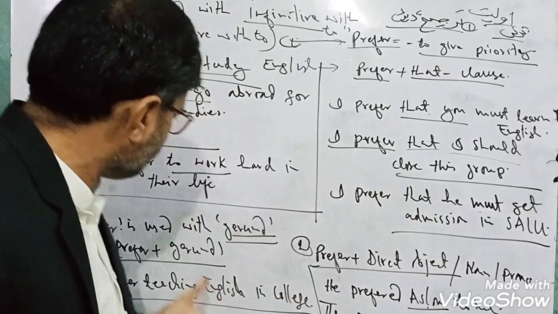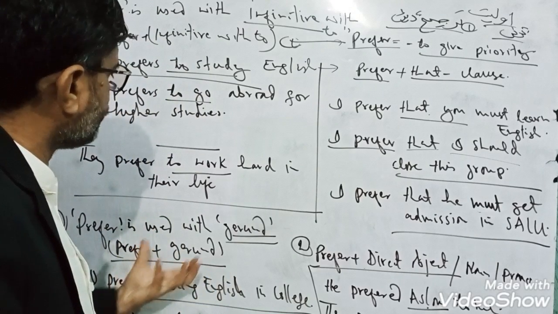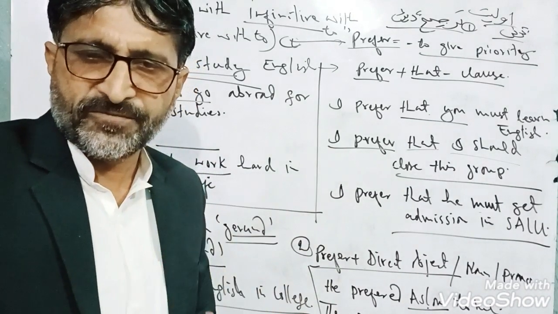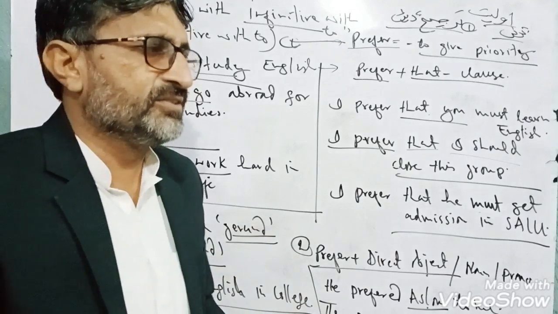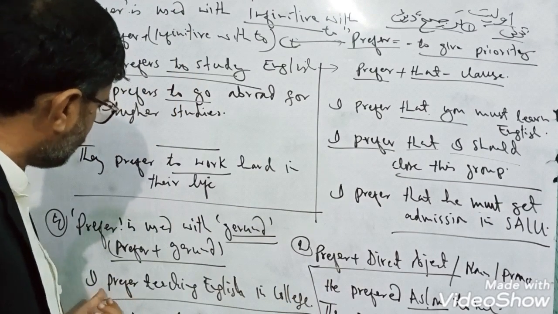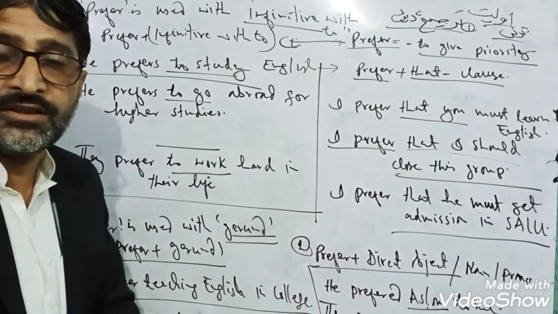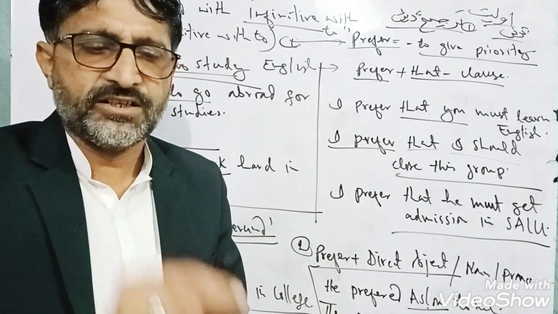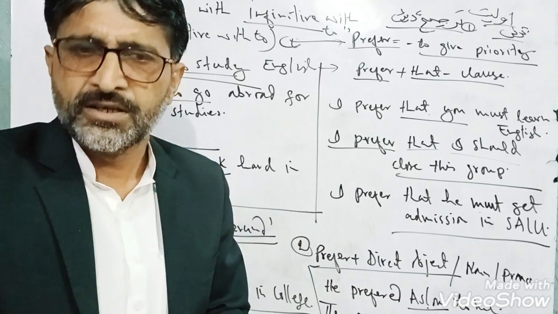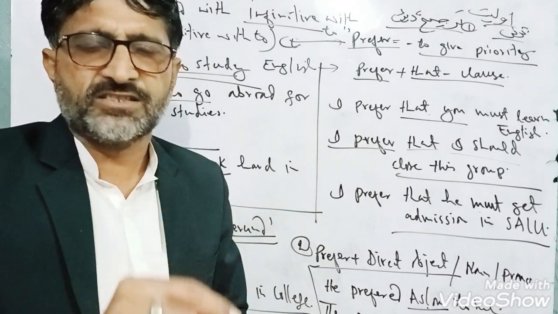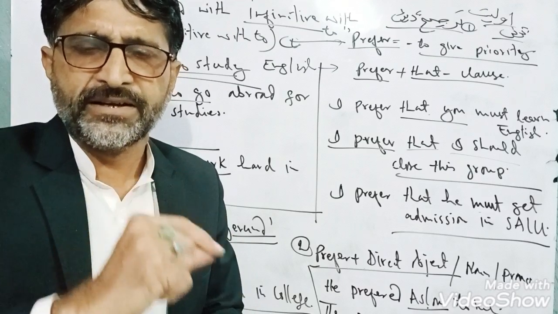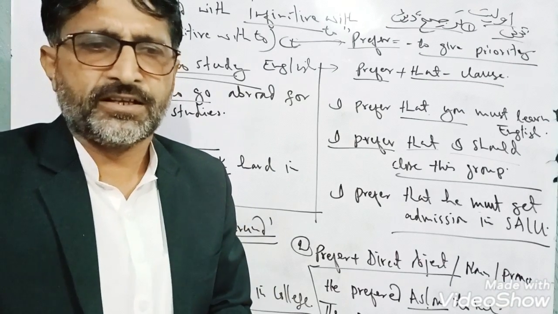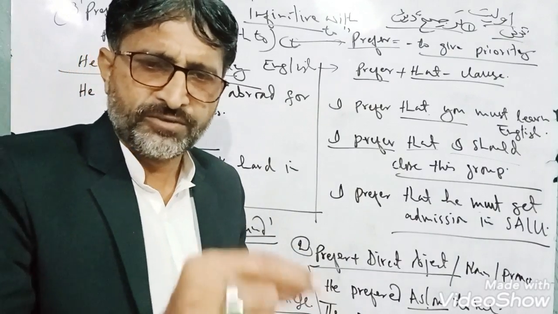In the last, you will see there is another structure: prefer is used with a gerund. Here we can use a gerund in coordination with the verb prefer. There are many examples, but I have written here on the whiteboard: I prefer teaching English in college. Teaching is a gerund. That gerund is in coordination with prefer. Therefore, we can use this structure, which is allowed and grammatically according to the rules given by grammarians. The gerund structure is also allowed with prefer.